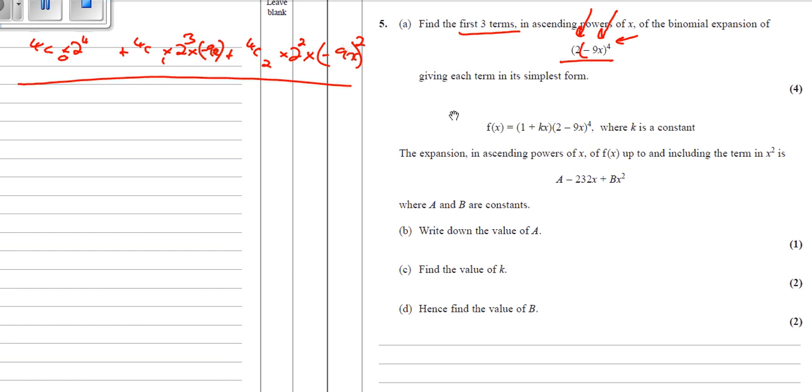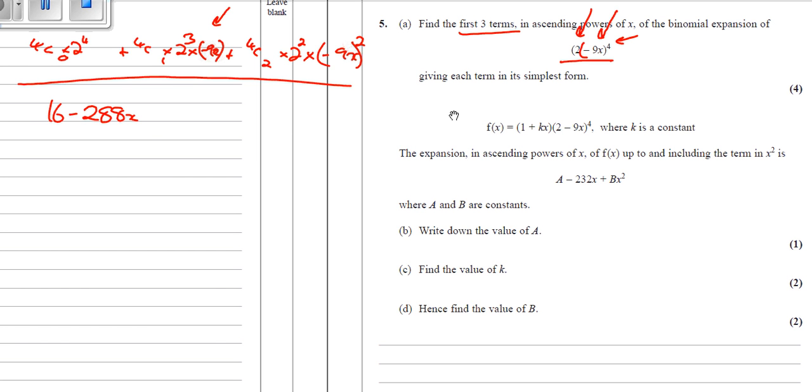So 4 choose 0 is going to be 1 times 2 to the power of 4, 2, 4, 8, 16. So that's going to be 16. And then what you can do is just put it in the calculator to work out the next one. However, the first thing I'll do is see if there's only one negative here, so it's going to be a minus. So 4 choose 1 is 4, 2 cubed is 8, so 4 times 8 is 32. 32 times 9 is 288, so that's going to be 288x.